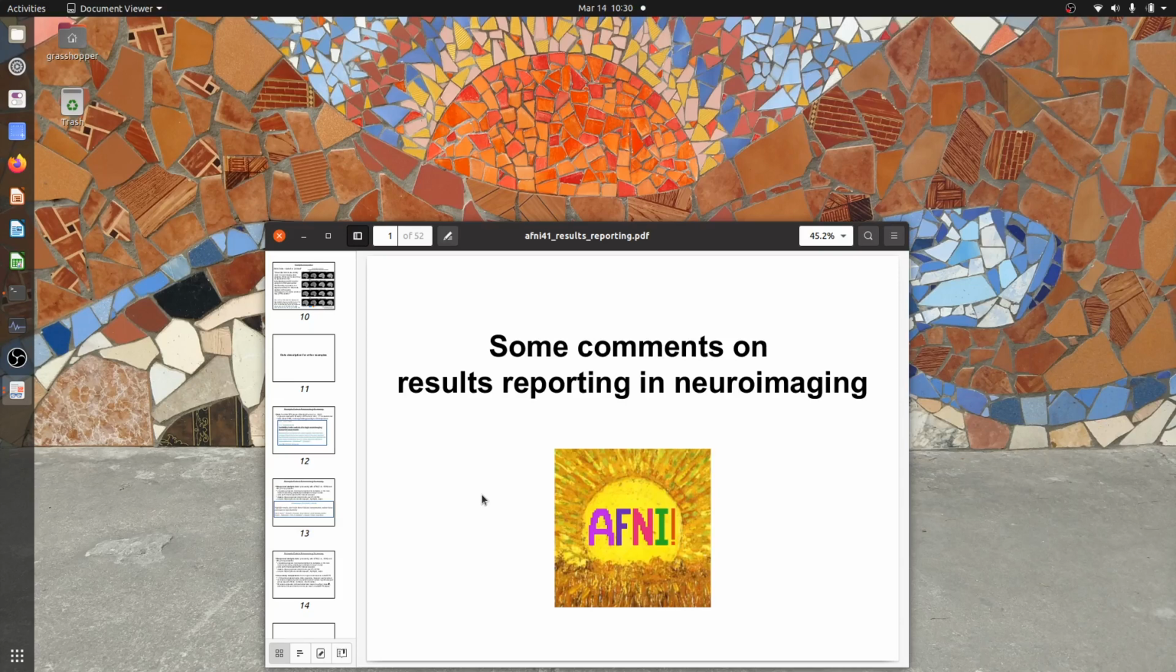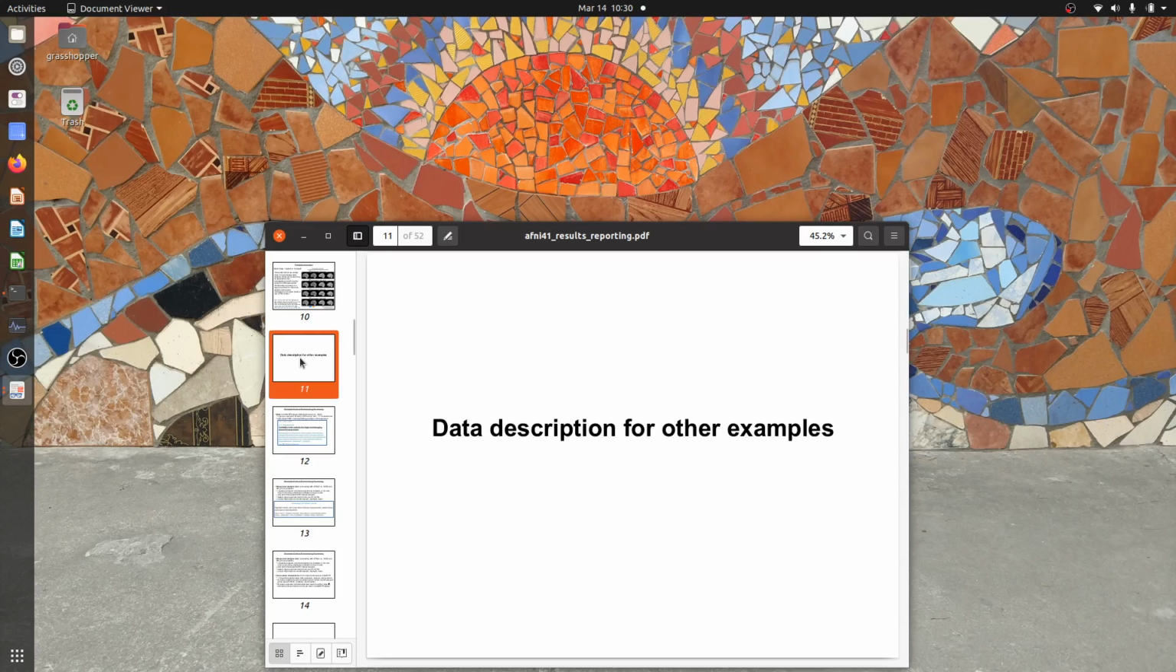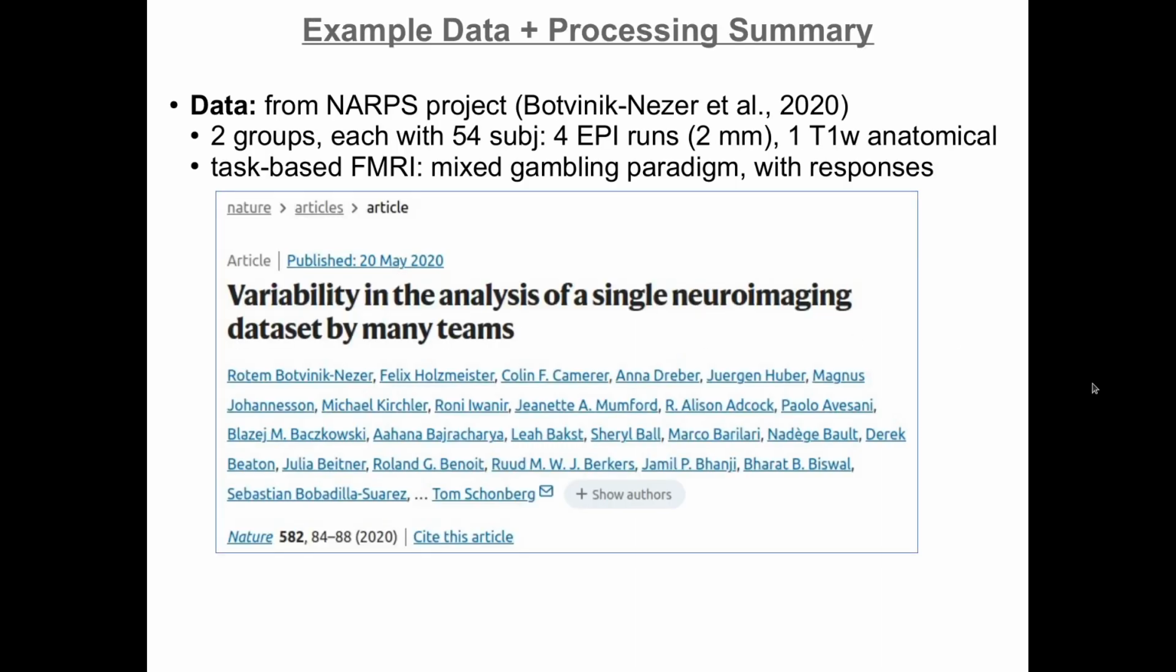All right, we're going to continue with our discussion of results reporting in neuroimaging. And now we're going to start looking at some examples of how to present results. And for that, we're going to use a specific set of data. So this comes from a fairly widely known data set now from the NARPS project from 2020.